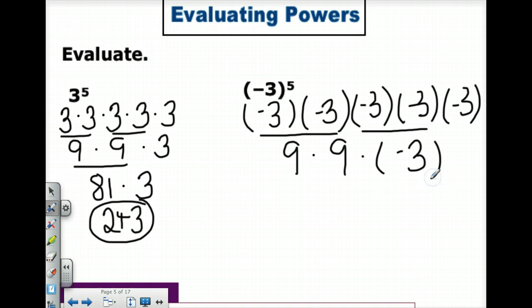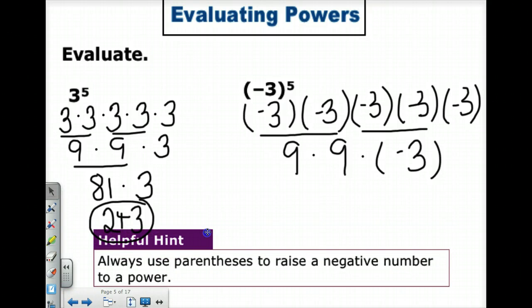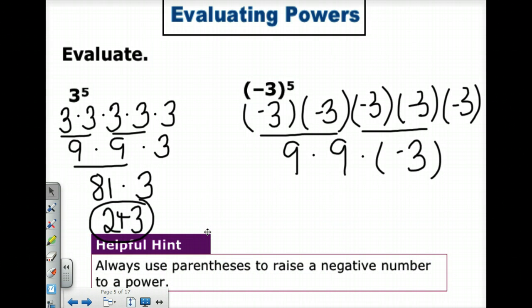Notice, anytime we are using a negative base, please make sure to always use parentheses. 9 times 9 is 81 times -3. We have a positive times a negative. Final answer is -243.